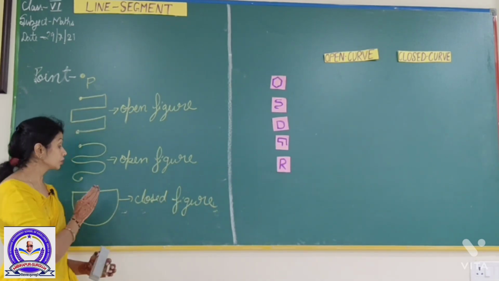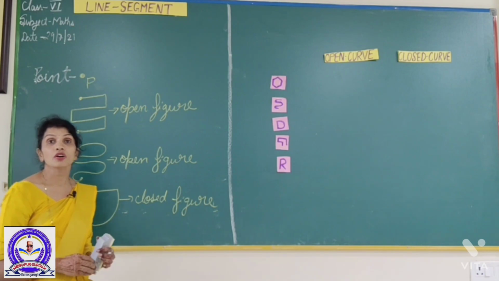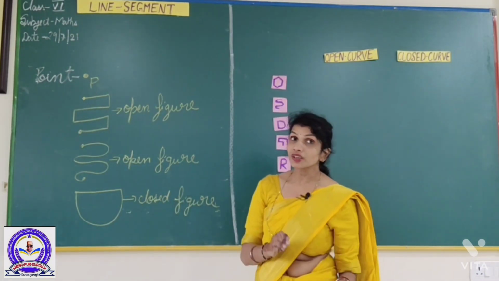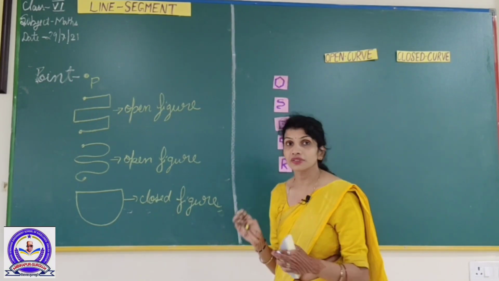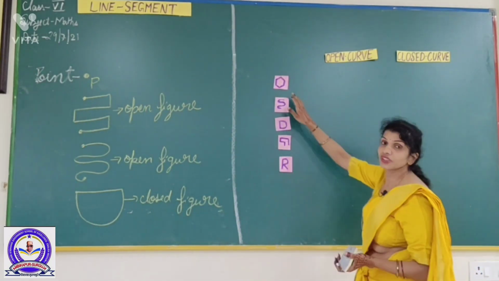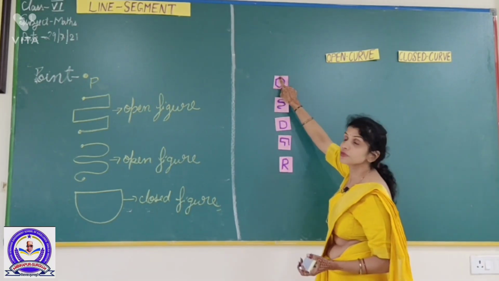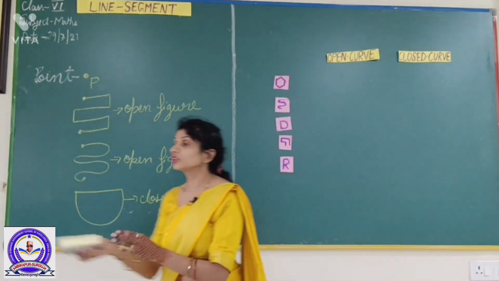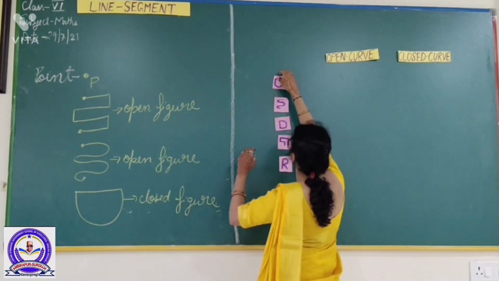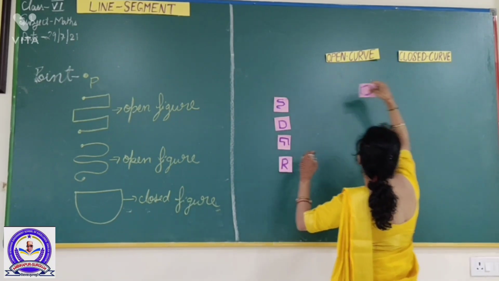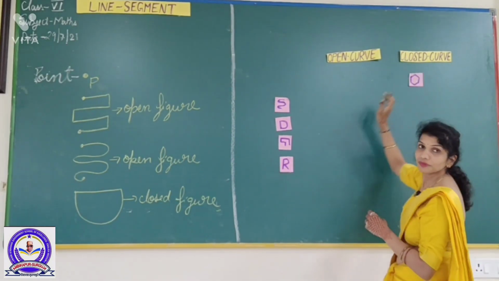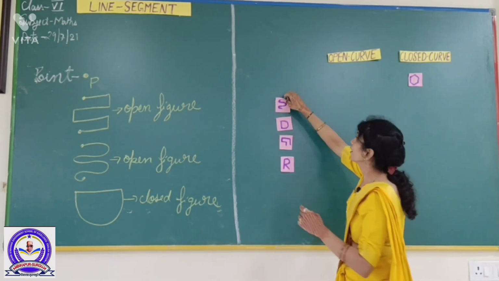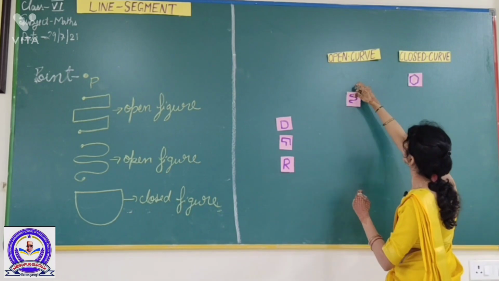You have understood about the closed curve and the open curve. Now I am going to show you some pictures and you tell me whether they are open curves or closed curves. Now see this figure. Suppose we started from this point and we reach this point. So is it an open curve or a closed curve? Very good students. It's a closed curve. So I am going to put it here. Now I started from this and end here. Yes, it's an open curve.